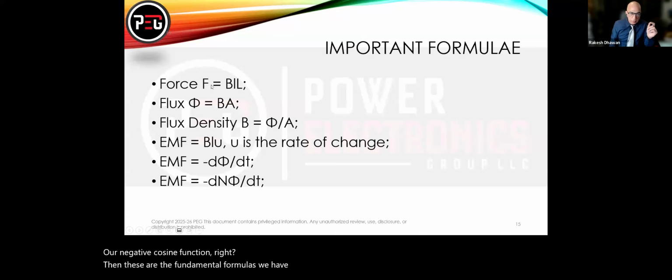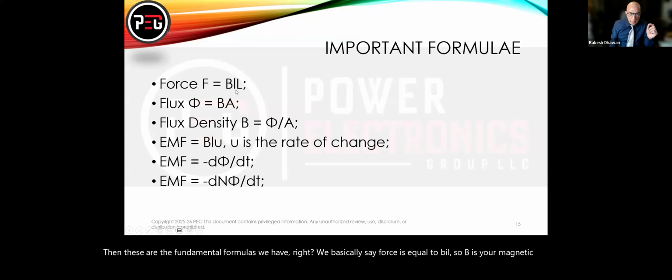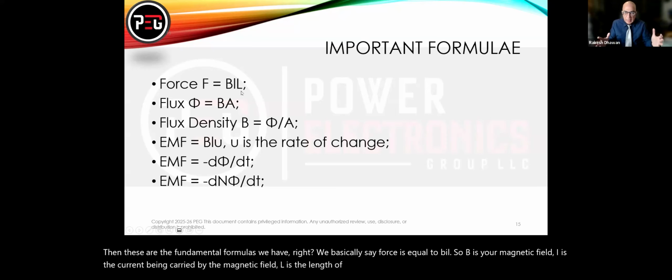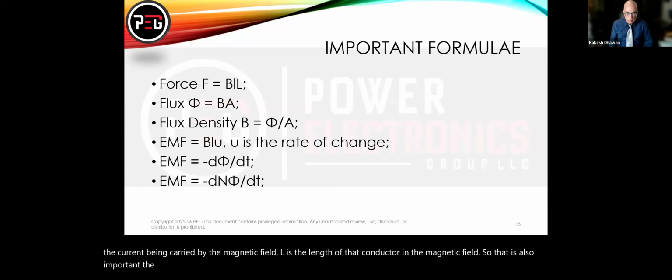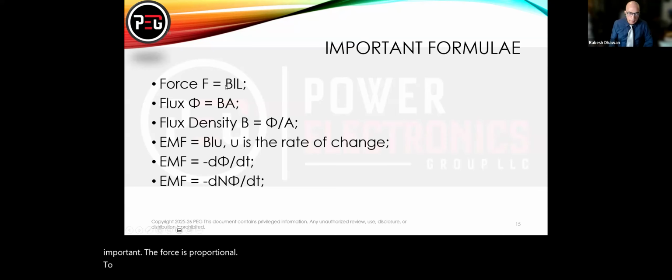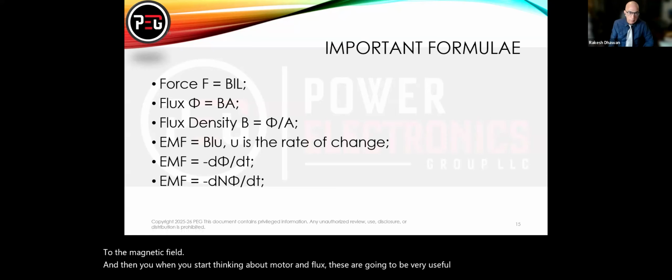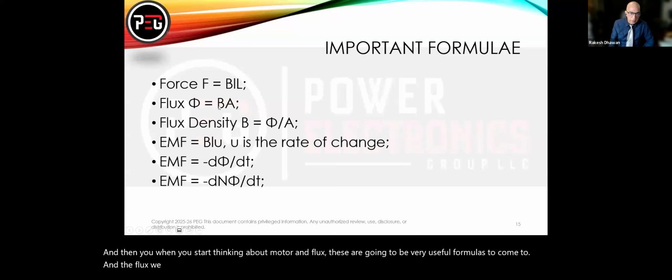And then these are the fundamental formulas we have. We say force is equal to BIL. B is your magnetic field. I is the current being carried by the conductor. L is the length of that conductor in the magnetic field. So that is also important. The force is proportional to the magnetic field. And when you start thinking about motors and flux, these are going to be very useful formulas to come to.